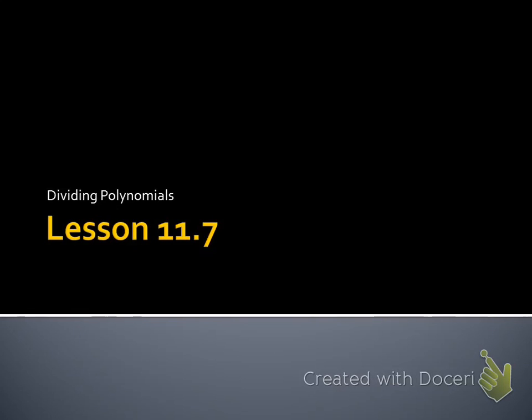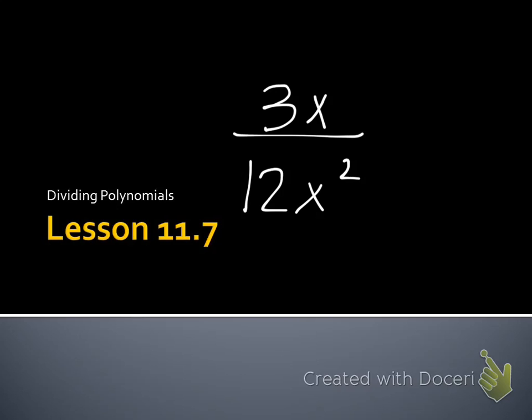Lesson 11.7. What we're going to be doing is dividing polynomials. If you remember, in lessons 11.4 to 11.6 we simplified rational expressions, multiplied and divided rational expressions, and added and subtracted rational expressions. Rational expressions are just fractions with variables.